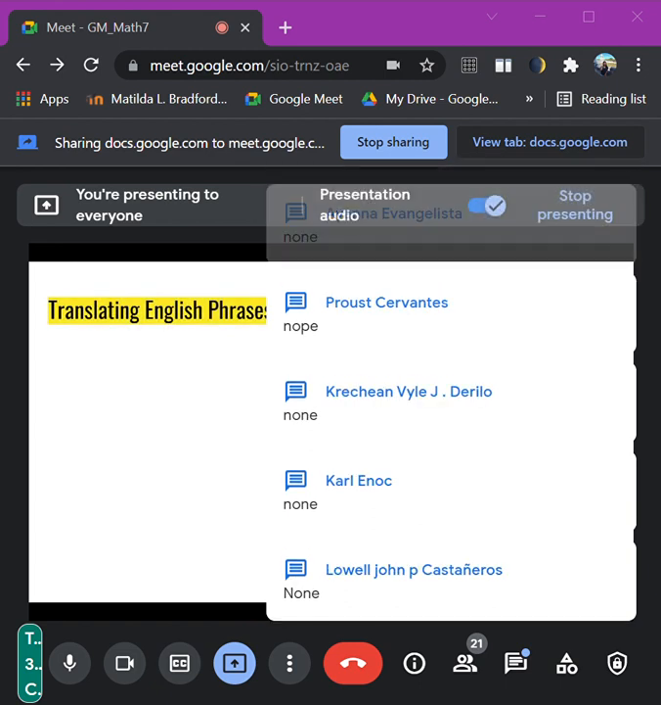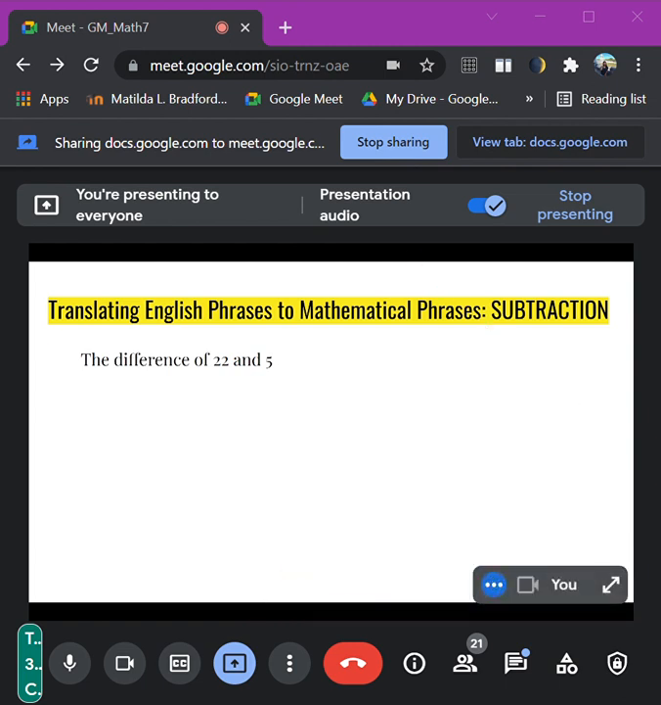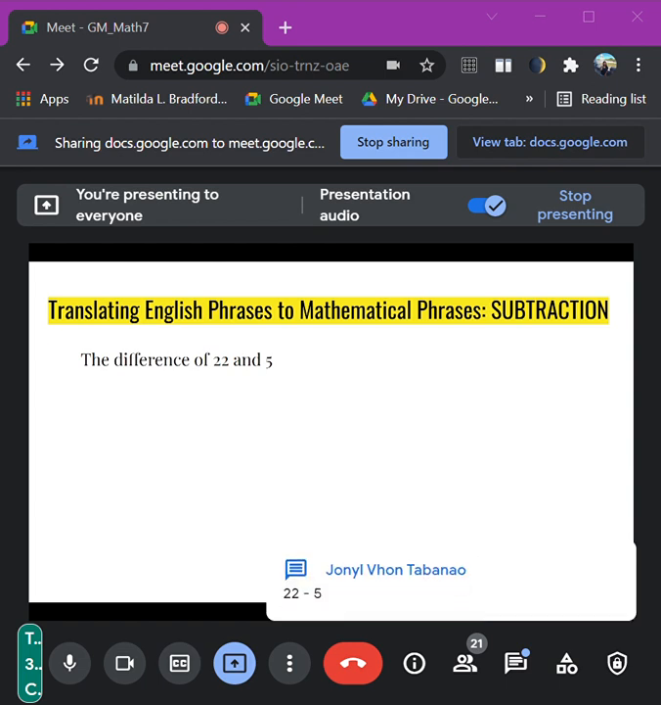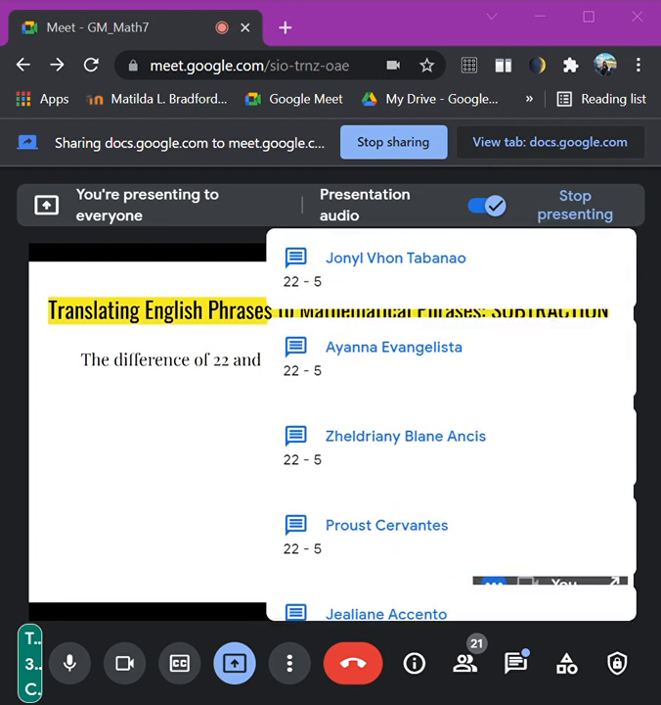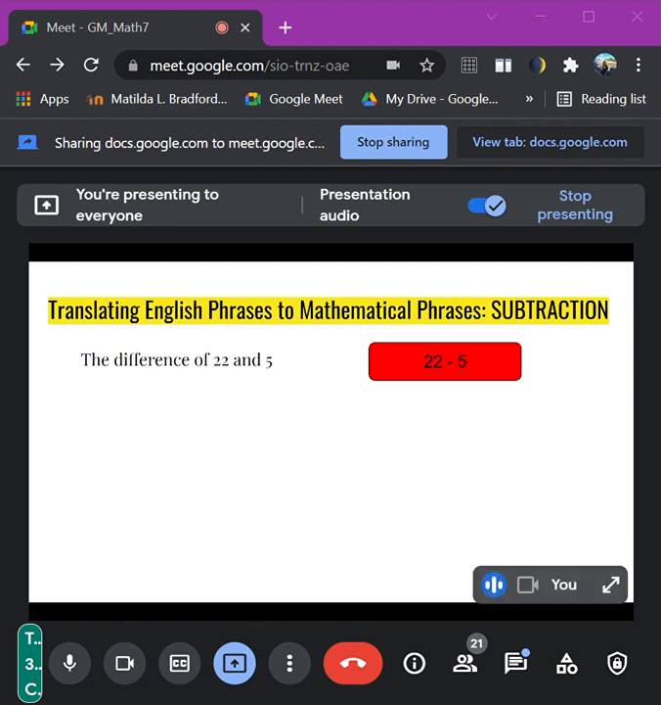Let's proceed with subtraction. So for our subtraction, let's try to have the difference of 22 and 5. Okay, very good. That is 22 minus 5. Now, here, class, in our subtraction, we need to be careful when it comes to translating English phrases to mathematical phrases. Okay? Actually, not just in subtraction, but also in division.